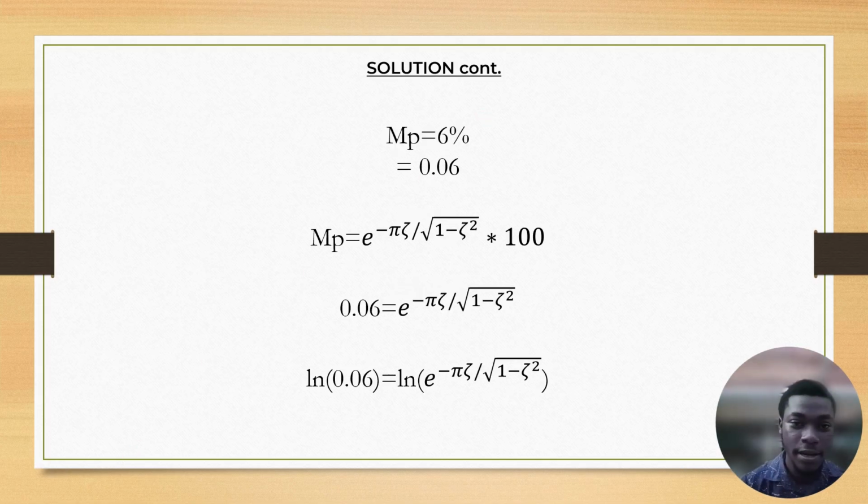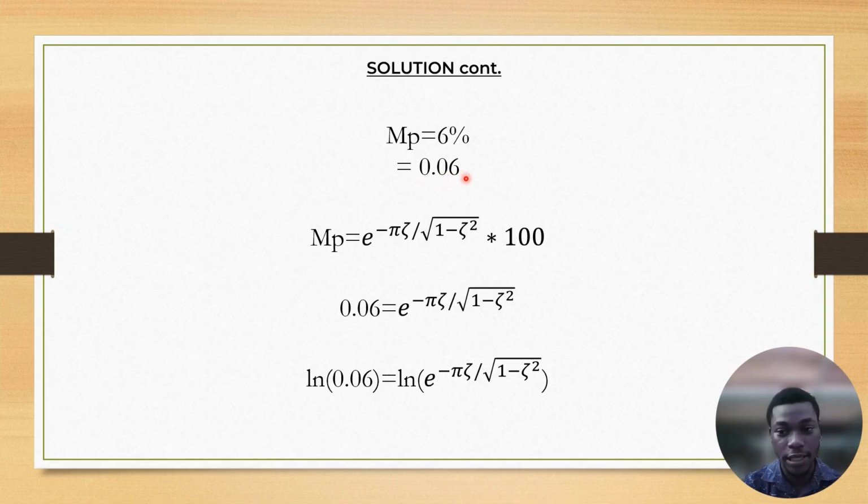So next, we determine the damping ratio, which is represented by the Greek letter zeta. The problem states that the system has a percentage overshoot of 6%. In control systems, the relationship between percentage overshoot and damping ratio is given by this formula, where Mp is the percentage overshoot expressed as a decimal. So we convert 6% to decimal form. Mp is equal to 0.06.